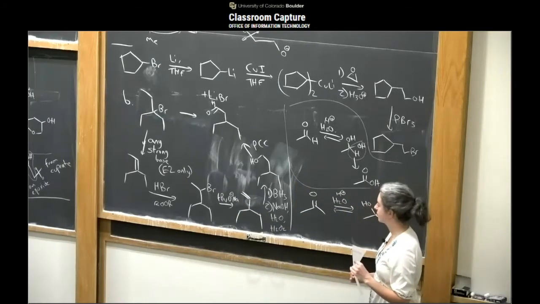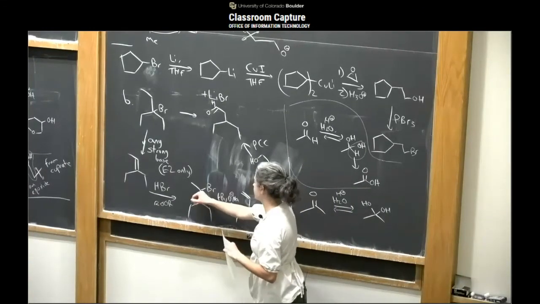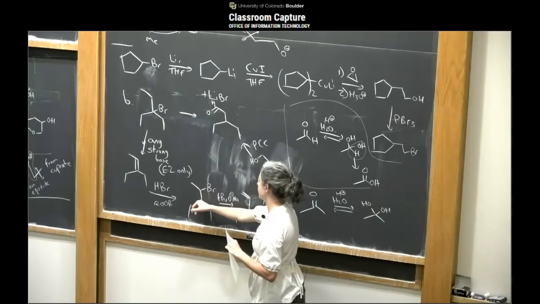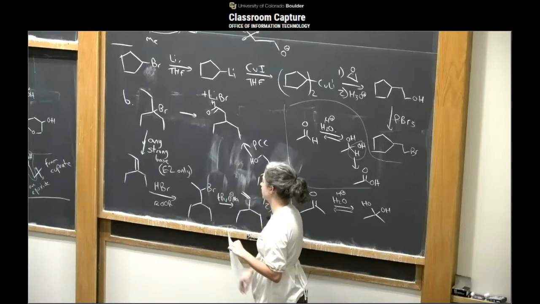What's the base that you would use if you were trying to go Zaitsev? So you'd use OH-. Yeah, so any strong base, good nucleophile, pretty much any non-bulky OR- would be a good choice too.